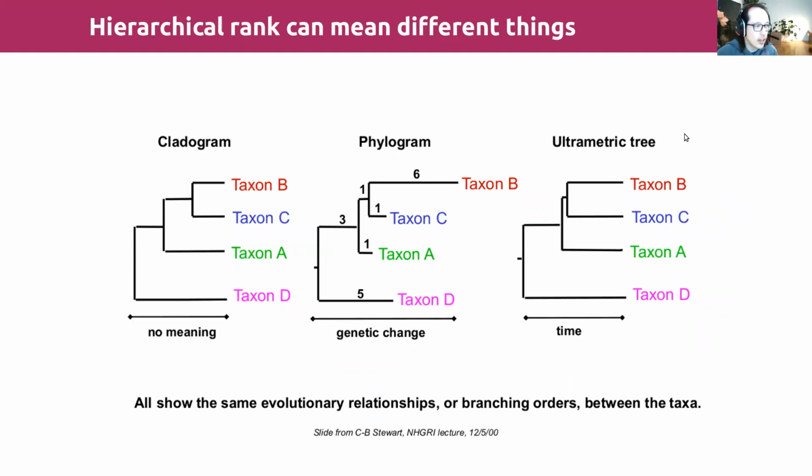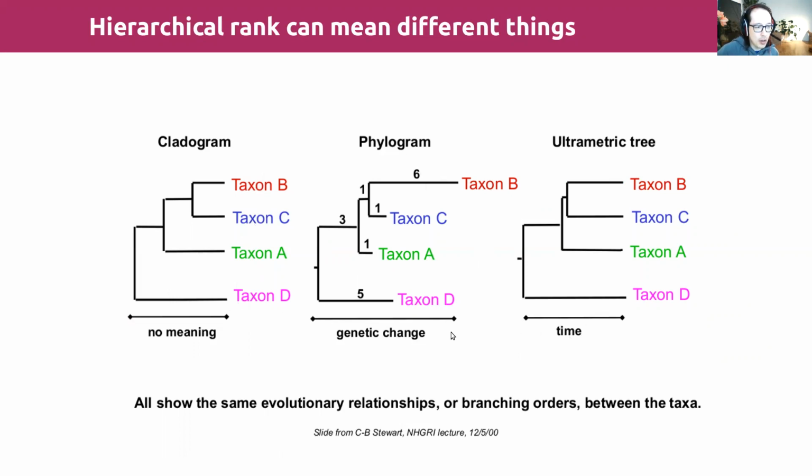Hierarchical rank can mean different things. So there are different ways to draw these trees. You have, for instance, the cladogram, where the length of these connections has no meaning, right? The only thing being presented here is the connection data, the topological information, but there's no actual metric on this scale. In contrast to that, we have the phylogram, which is explicitly showing some kind of genetic change on this axis. There are more mutations between this point and this point, for example.